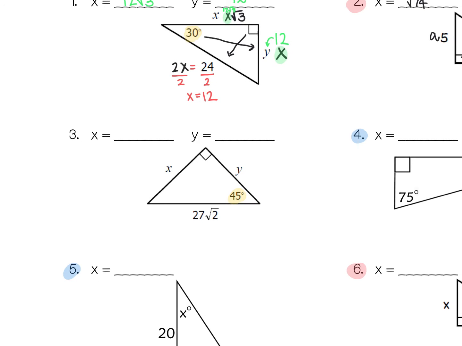For number 3, this is a 45, 45, 90. So this side across from the right angle, the hypotenuse, is x radical 2. The other two sides are x. We can go ahead and set these two equal, and then I'm just going to solve for x by dividing by radical 2. That just causes these to cancel out. X equals 27. I'm going to take that and plug it back into my other two sides. So plug it in here and here. So both of those sides are 27.